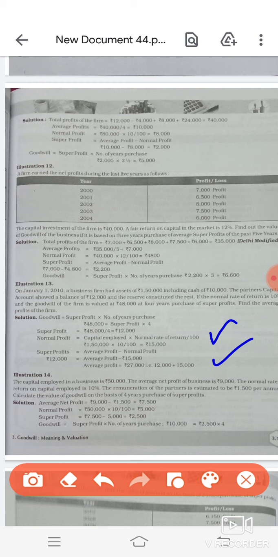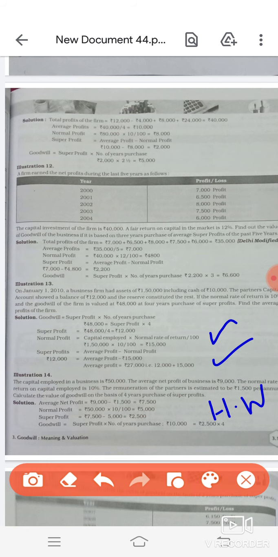Now come to the super profit. What is the formula? Average profit minus normal profit. So we already calculated 12,000. So it is very easy to calculate the average profit. Okay, so very simple sum. So do by yourself. And illustration 14 also is a homework sum. Try by yourself. Okay, so all the sums use the same method.